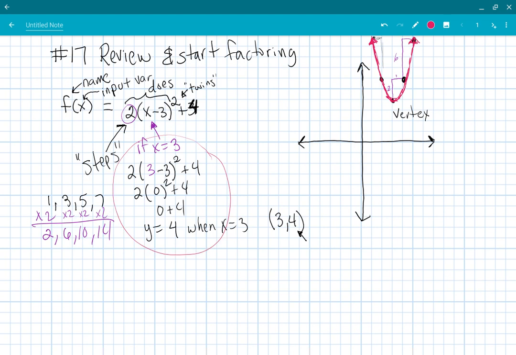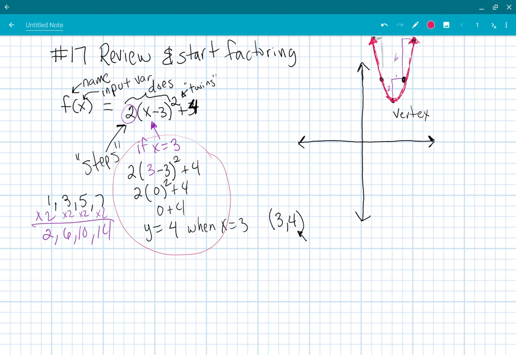All right. So that's the review of vertex form. I'm going to start the factored form next. But any questions on vertex form? Any questions on vertex form first?